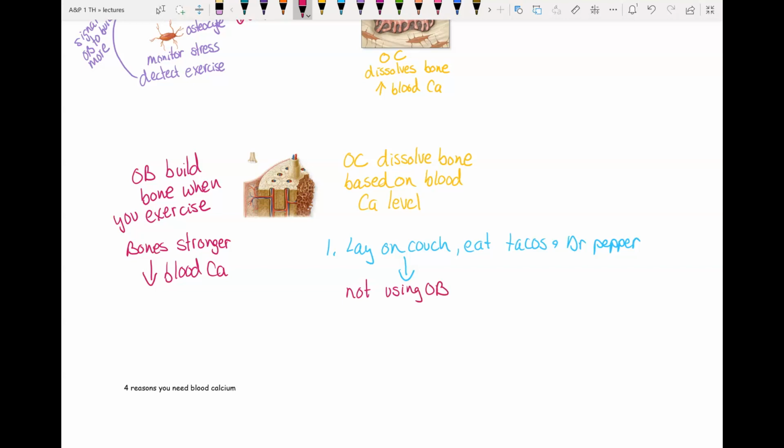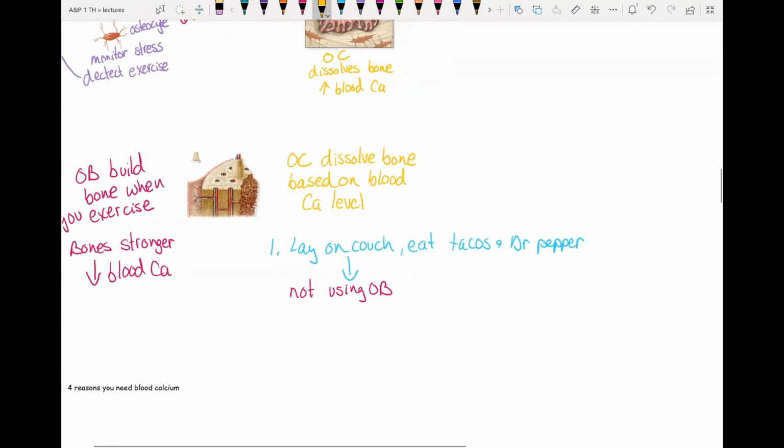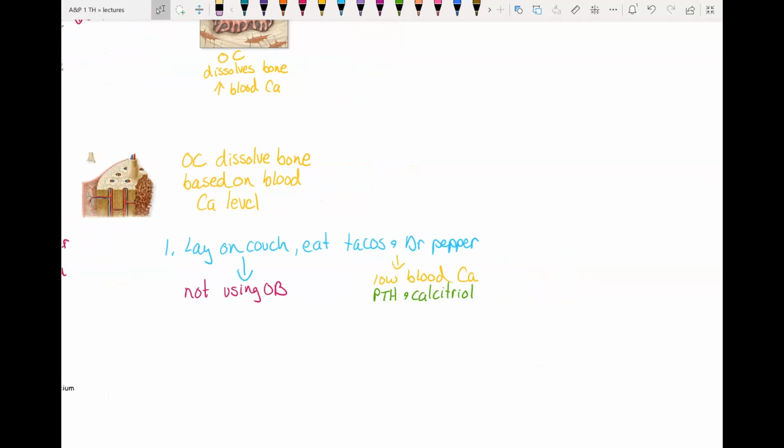And if you're eating a lot of tacos and Dr. Pepper, that's not putting calcium into your blood. That's a low calcium diet. So you're going to have low blood calcium, which is going to cause you to use PTH and calcitriol. And you're going to dissolve your bones more. So the net effect of this is that you're not building new tissue and you are dissolving your own tissue. So you are going to have a net loss of bone tissue. So your bones are going to get weaker during that month you spend laying on the couch drinking Dr. Pepper and eating tacos.